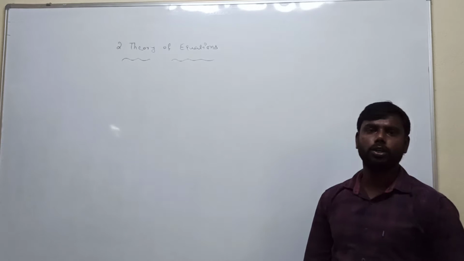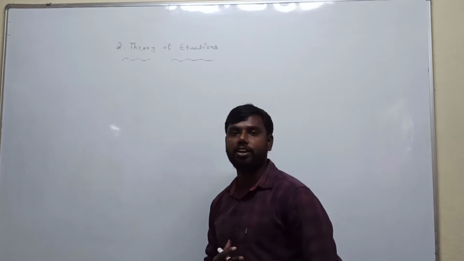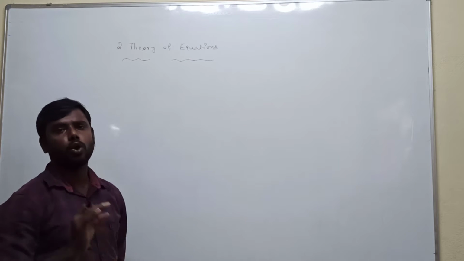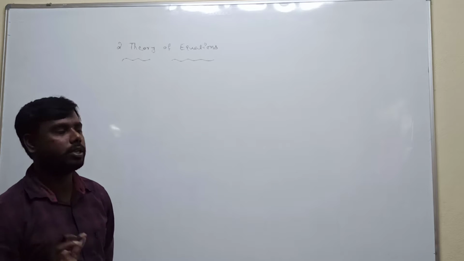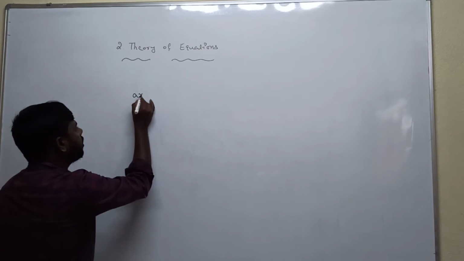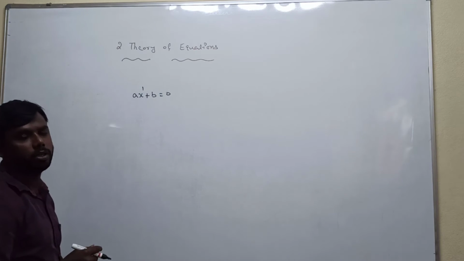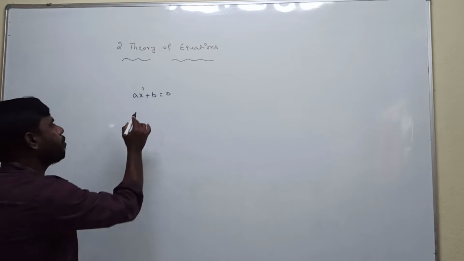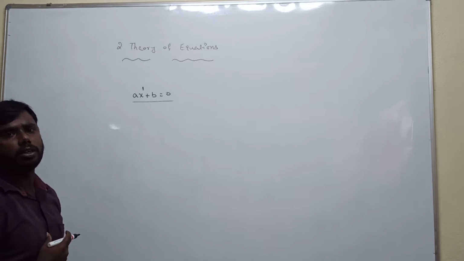Yesterday I discussed the new chapter, theory of equations. The most important definitions are the linear equation and the quadratic equation. What is the definition of the linear equation? A polynomial equation of degree 1 is called a linear equation.